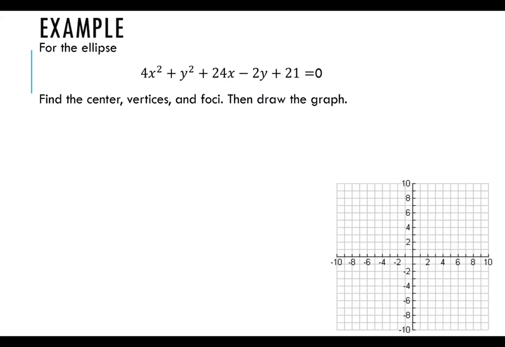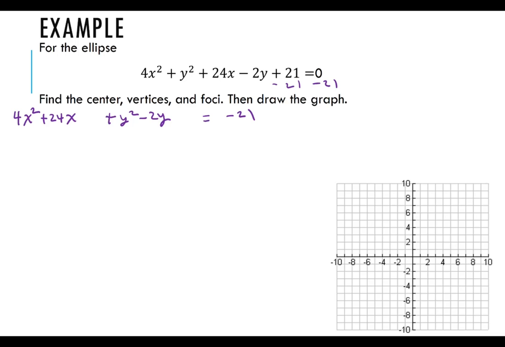Alright, now for this ellipse, what in the world are we going to do? Well, we're going to have to complete the square first. So if we want to complete the square, I need to move everything to the right and complete the square. So this is going to be 4x squared plus 24x, leave some space, plus y squared minus 2y, leave some space, is equal to, subtract 21 from both sides, minus 21.